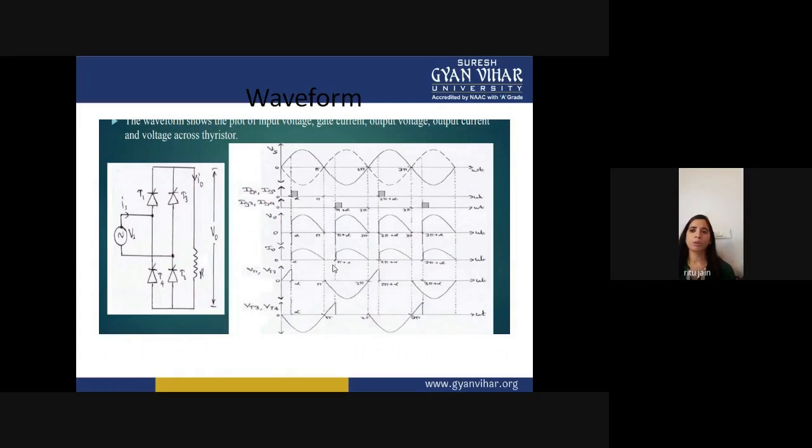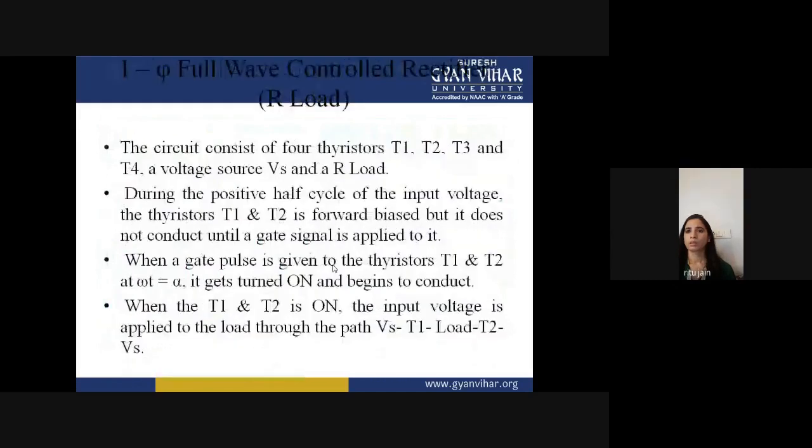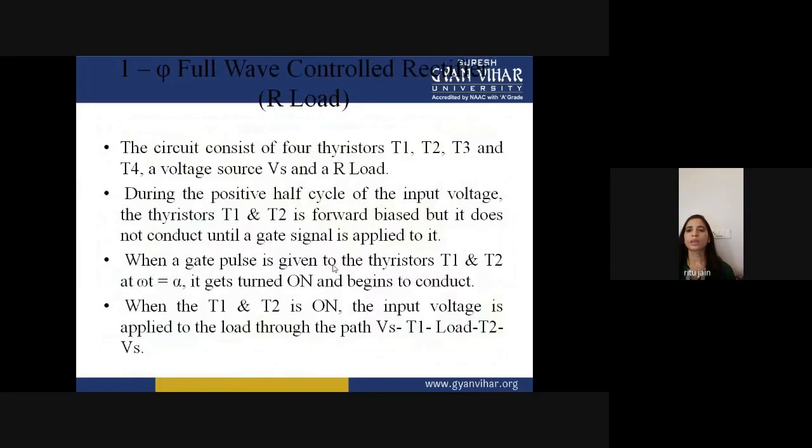That's why this is called your full bridge converter. Okay. So the circuit consists of 4 SCRs, T1, T2, T3 and T4. The load is R. At a time during positive half cycle, T1 and T2 will conduct. During negative half cycle, T3 and T4 will conduct. Okay. And the gate pulse is applied at omega t equal to alpha angle.